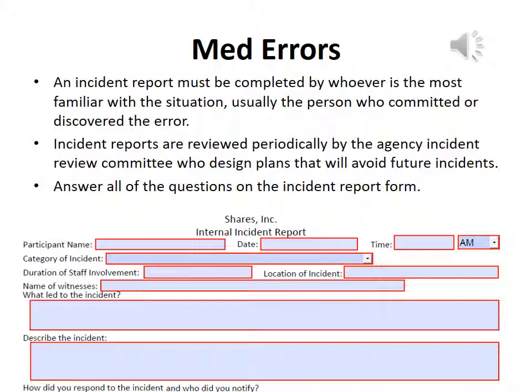Med errors. We're always going to be using an incident report. It must be completed by whoever is the most familiar with the situation, usually the person who committed or discovered the error. Incident reports are reviewed periodically by the agency incident review committee, who design plans that will avoid future incidents. Answer all of the questions on the incident report form. You see here, that's just the top part. The boxes that are outlined in red are typically your part. There's a whole bottom portion that's completed by a social worker.